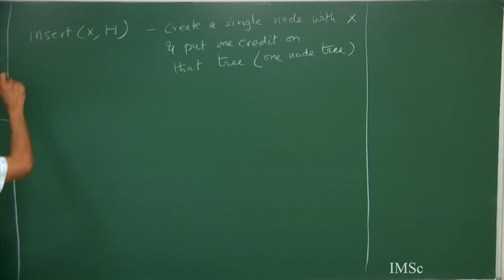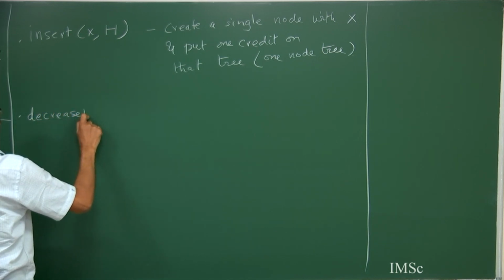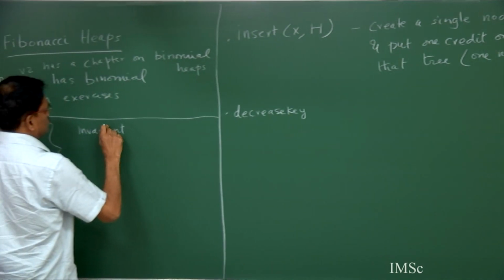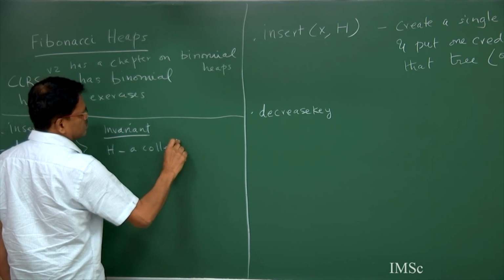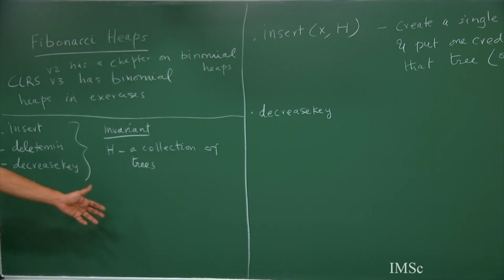Let's do decrease key, which is one of the important things you want to do. So at any point of time, what is the invariant? We have a collection of trees, each tree satisfying the min heap property. Let me write down this invariant. H is a collection of trees. In the binomial heap it was a collection of binomial trees, but now I'm going to do all kinds of cuts on the trees, so it's no longer binomial trees, but some collection of trees.